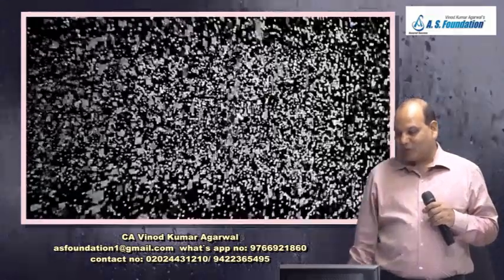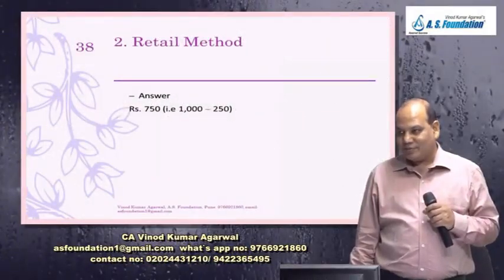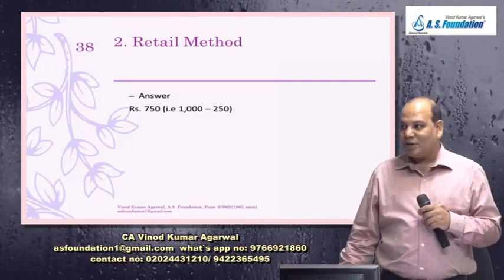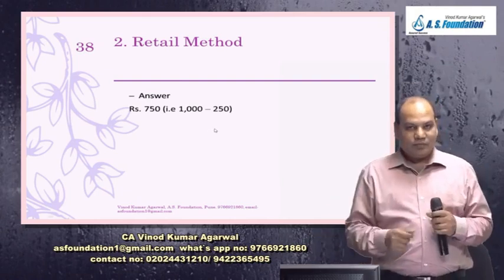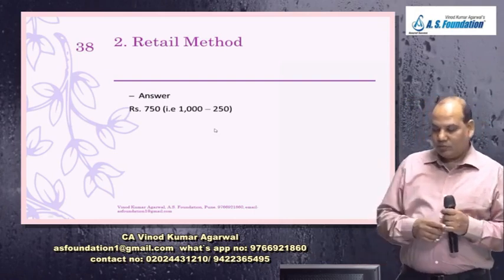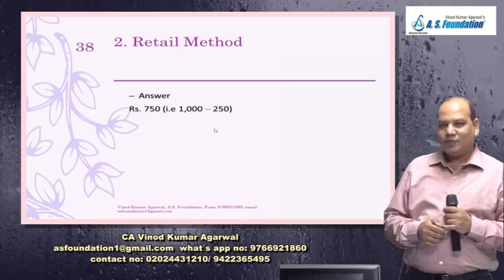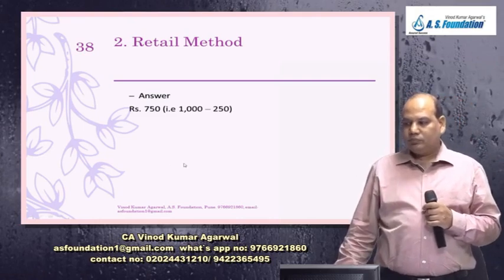One student is saying 800. One is saying 750. The answer is 750. GP ratio is applied on sales. So the answer, write it down in your handwriting. Thousand minus 25% of 1000. That is rupees 750.